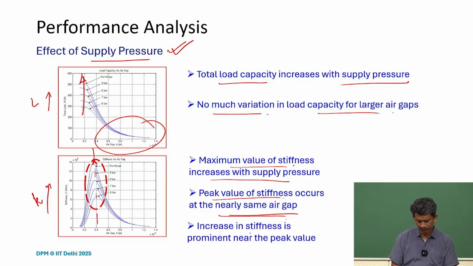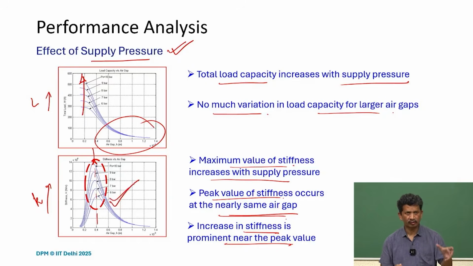Again, the increase in stiffness is prominent near the peak value. So you can see the encircled part, the change is prominent there. So the optimum air gap is defined accordingly for the given diameter, but we see that the change in the stiffness is prominent there.